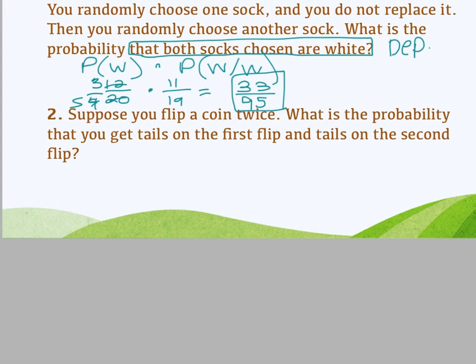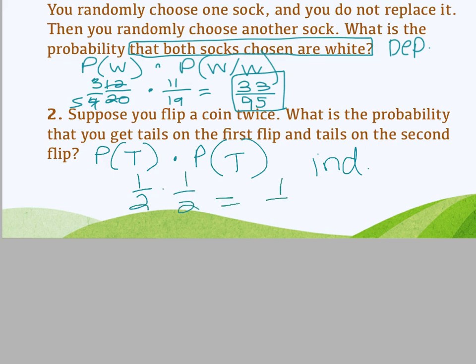Suppose you flip a coin twice. What's the probability that you get tails on the first flip and tails on the second flip? Independent or dependent? Independent. Okay, probability you get tails on the first, and the probability you get tails again. Tails would be 1/2. Tails would be 1/2 again, so this is 1/4. Questions?